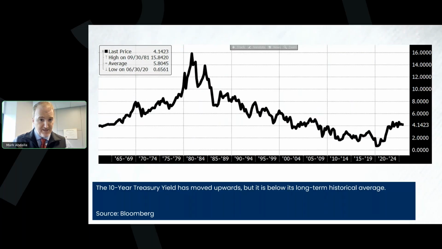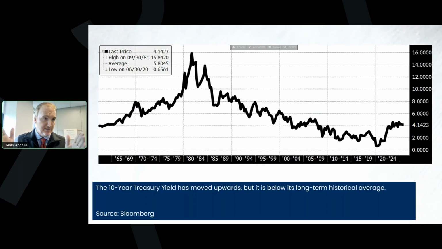I'm starting off with the 10-year treasury yield here. As you can see at the bottom of the slide deck, it's moved upwards recently. COVID happened, interest rates dropped close to zero, and treasury yields dropped close to zero. We were stimulating the economy at that time. And then inflation happened, interest rates came up. Right now, we're seeing it stabilize around 4%. So as of this morning, the 10-year treasury yield is at 4%.